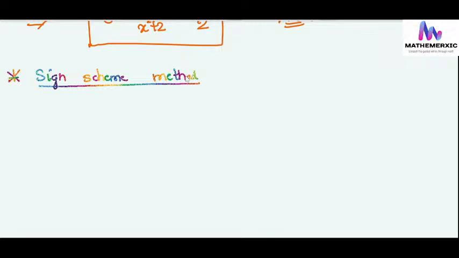If ax square plus bx plus c is less than 0, where a is greater than 0, it implies that x belongs to (alpha, beta), where alpha and beta are the roots of the equation. So basically, we have to understand the method of how it is done. So I'll just take an example here.